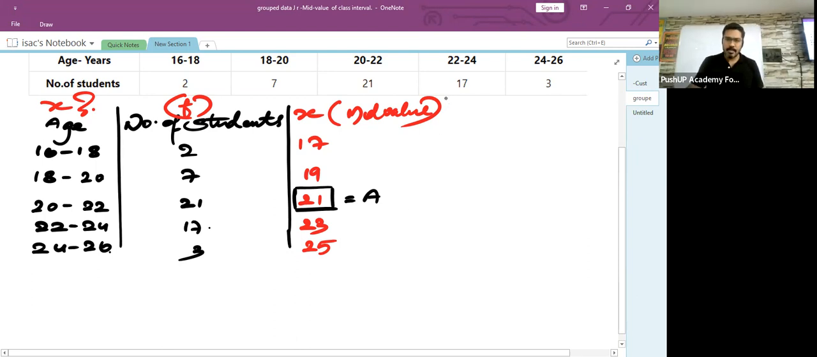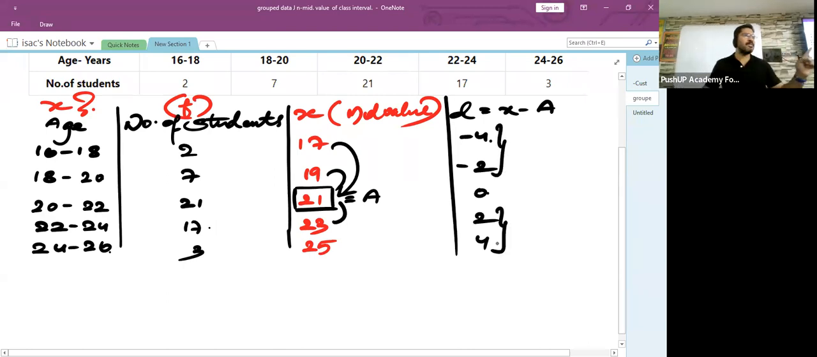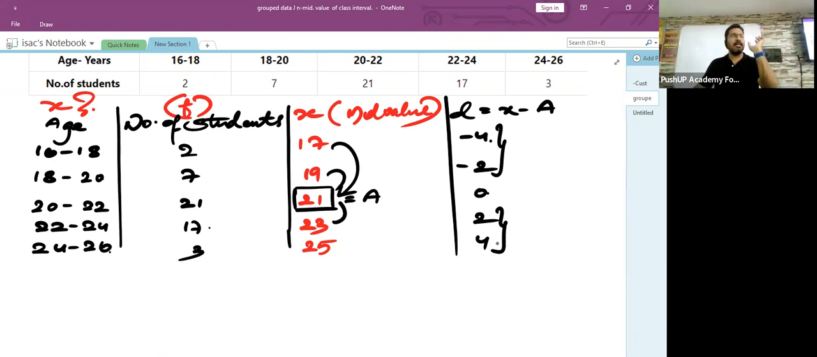Fine, children. Let me create the next column, that is x minus a. So 17 minus 21 is minus 4. 19 minus 21 is minus 2. 21 minus 21 is 0. Then 23 minus 21 is 2. And 25 minus 21 is 4. Did you notice, children? Again, you are getting two negative numbers, two positive numbers. Don't add everything together. First add the negative values.